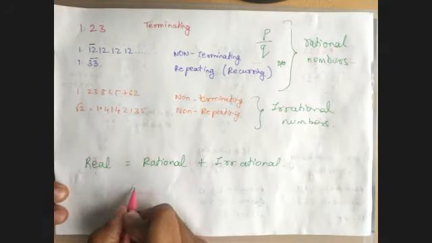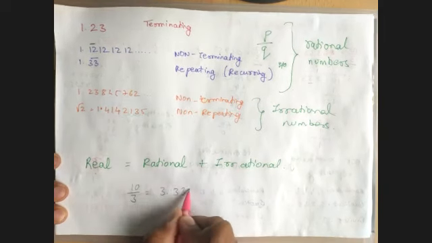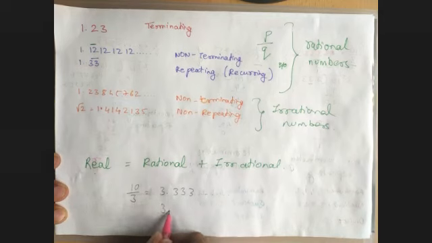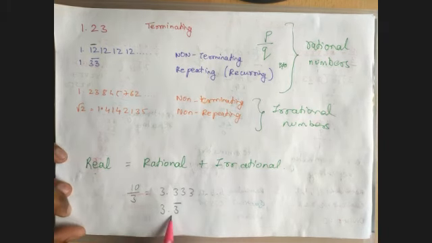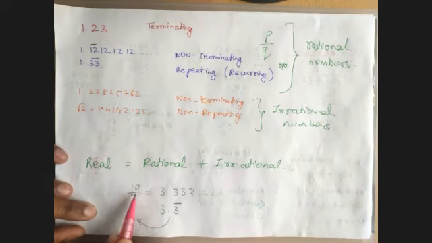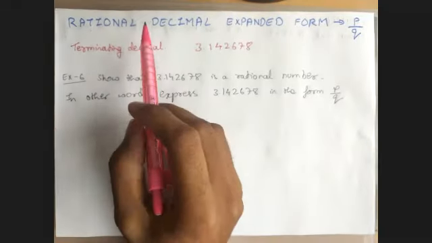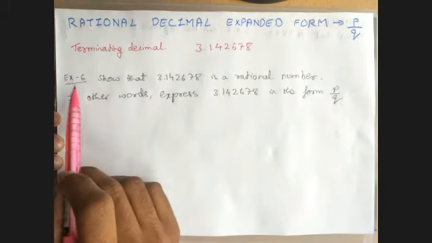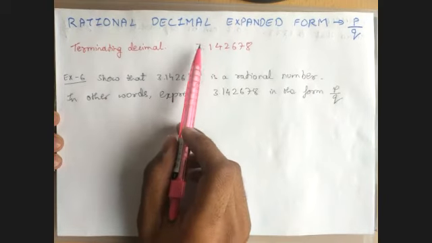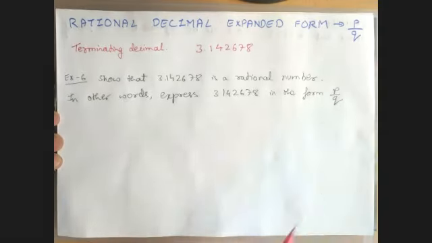Till now, I saw that 10 by 3 can be expressed as 3.3333... or 3.3 recurring by using the long division method, as we saw earlier. But when I have this number 3.3 recurring, how do I represent it in the form of 10 by 3? How do I do that? Let us see. So let us convert the rational decimal expanded form into P by Q form. For this, let us take an example from the textbook, example 6. Let us convert 3.142678 into the form P by Q.